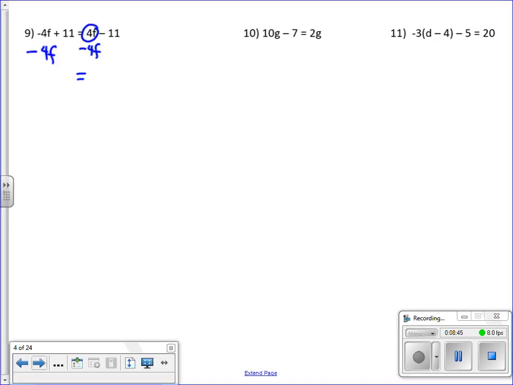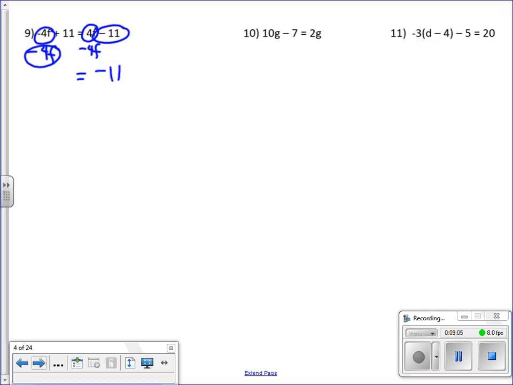Be careful with this one. It's going to be a little tricky. I have negative 11 left, so this is negative 11. Now, negative 4 and a negative 4, if I combine those, I'm getting more and more negatives, because remember, two like signs, I add them up. So negative 4 plus another negative 4 winds up being negative 8.